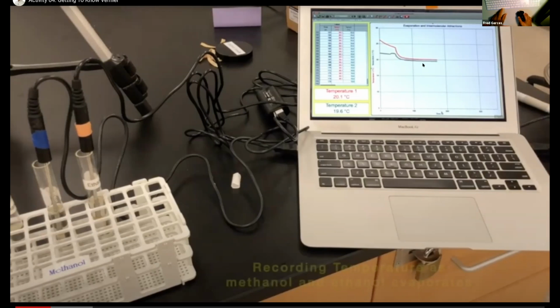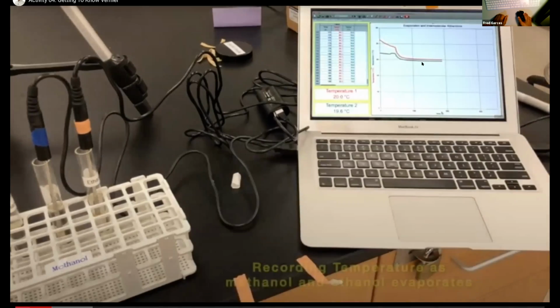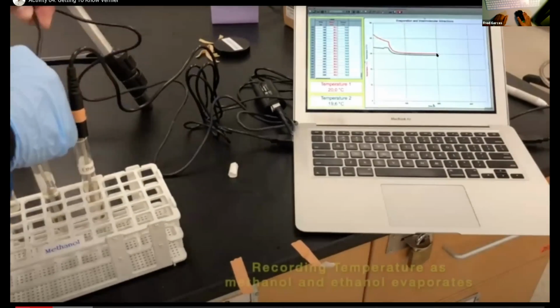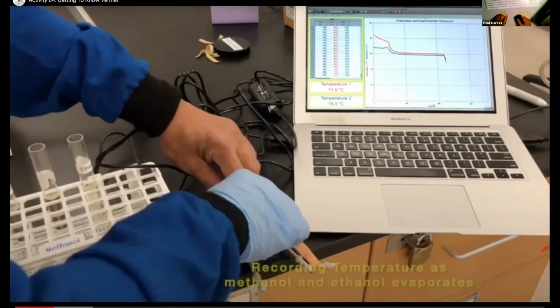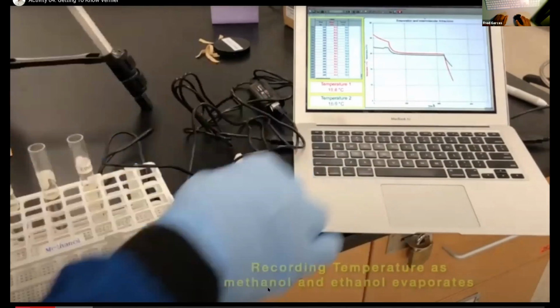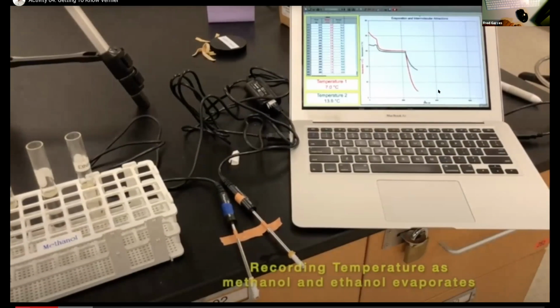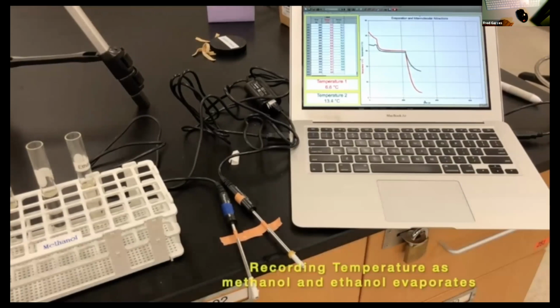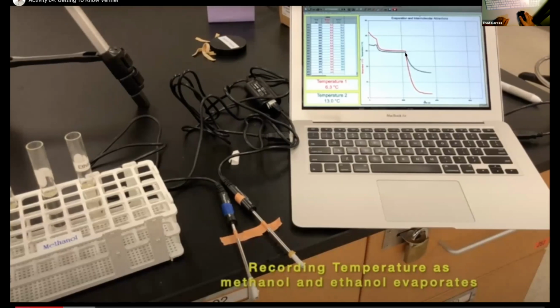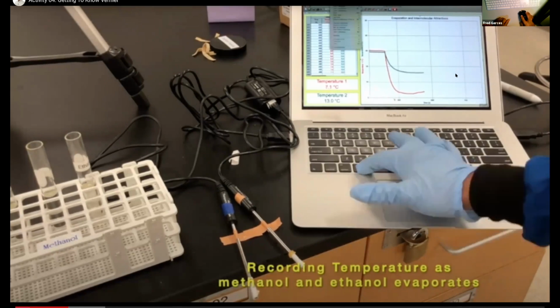I'm letting the experiment run. And then I'm going to let it equilibrate, and then I'm going to remove them. And as I remove them, the alcohols are evaporating off these filter papers, and look at the temperature drop. Okay, one is dropping faster than the other. And what I want to record in the data is this initial temperature up here. You want to find the lowest temperature it reaches, because eventually it'll start going back up again.